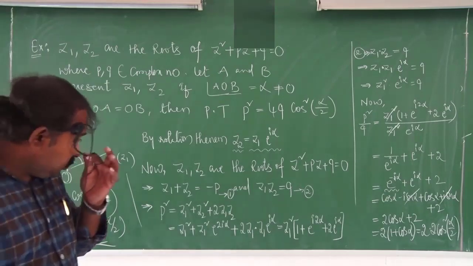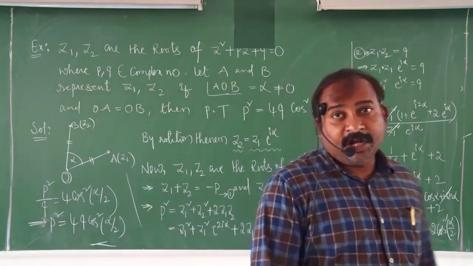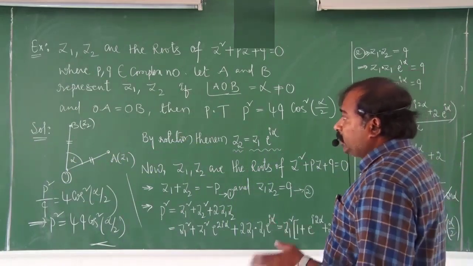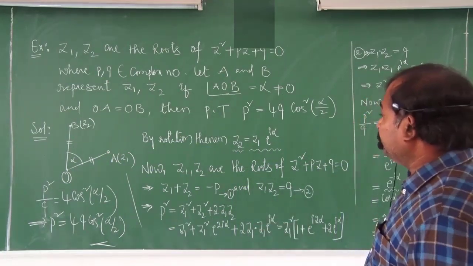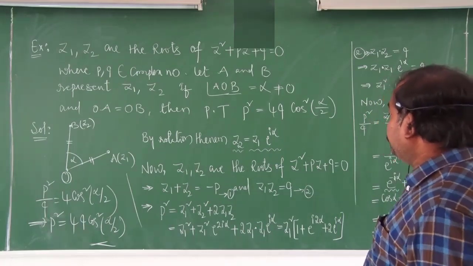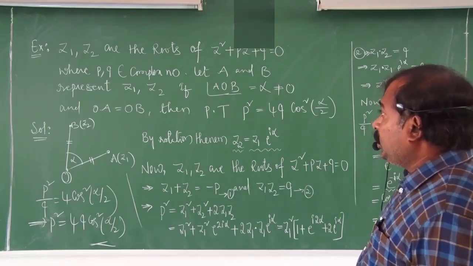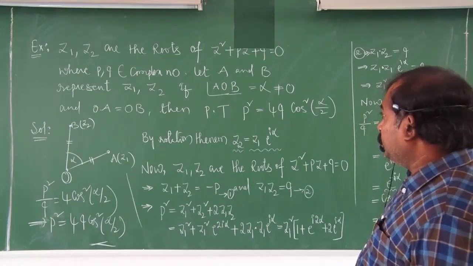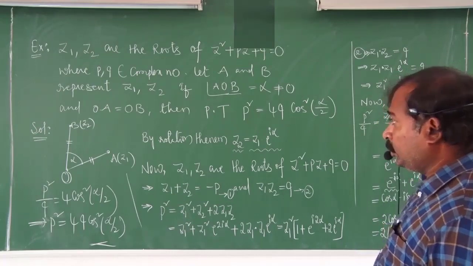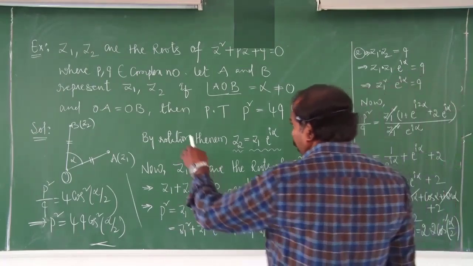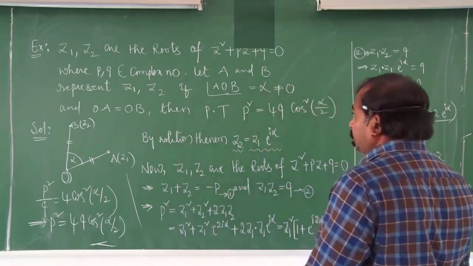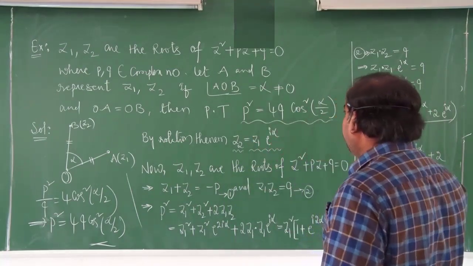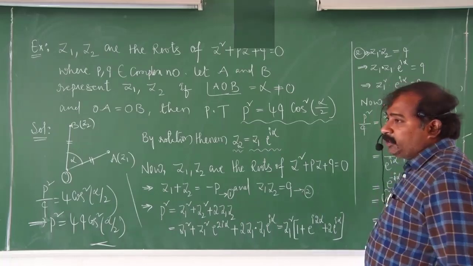So this is one more bit. Okay? So once again listen. Z1, Z2 are roots of the equation z square plus pz plus q equal to 0, where p, q belong to complex numbers. Let A and B represent z1, z2 and angle AOB equals alpha not equal to 0, and OA equals OB. Then prove that p square equal to 4q cos square alpha by 2.